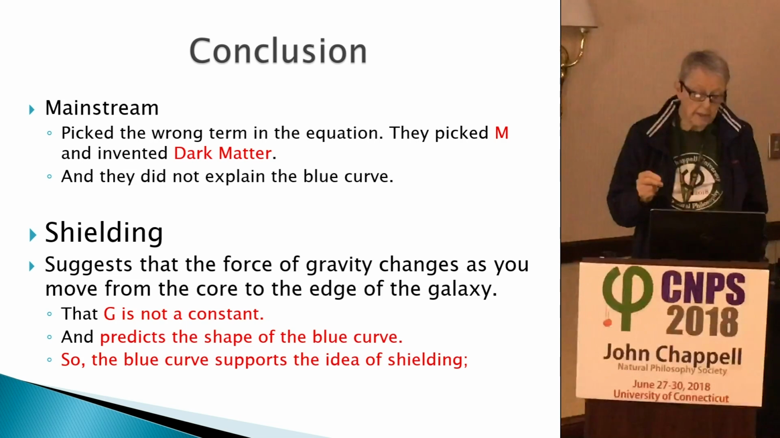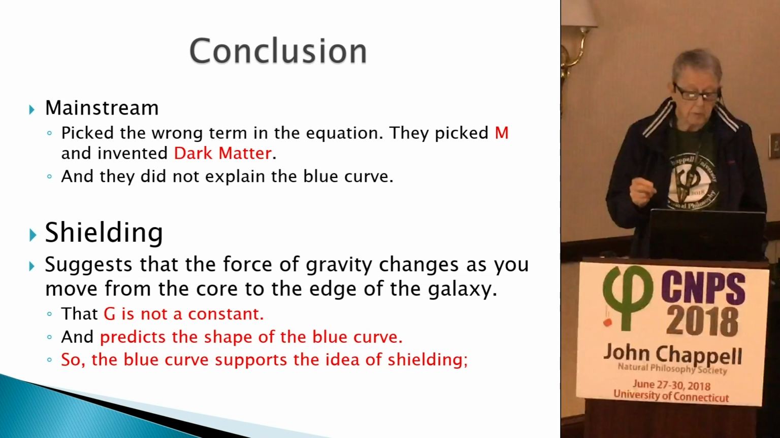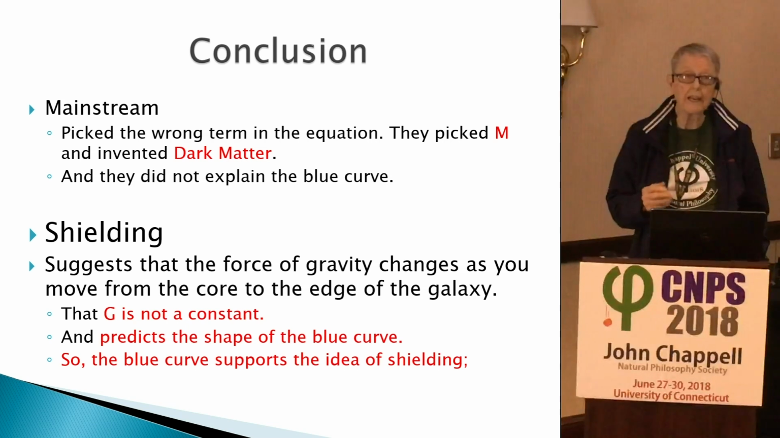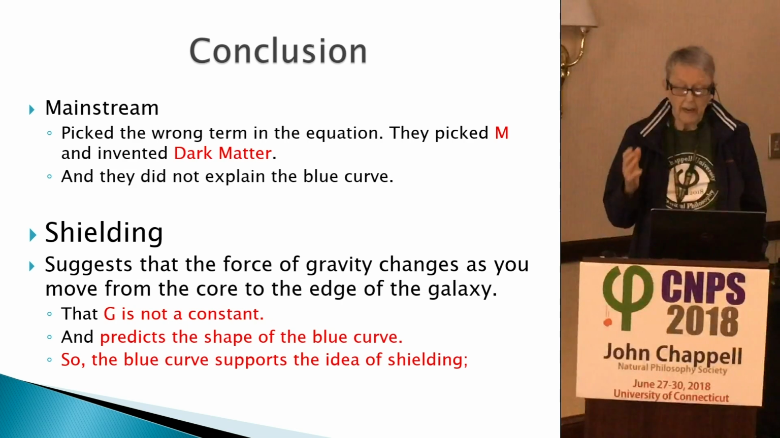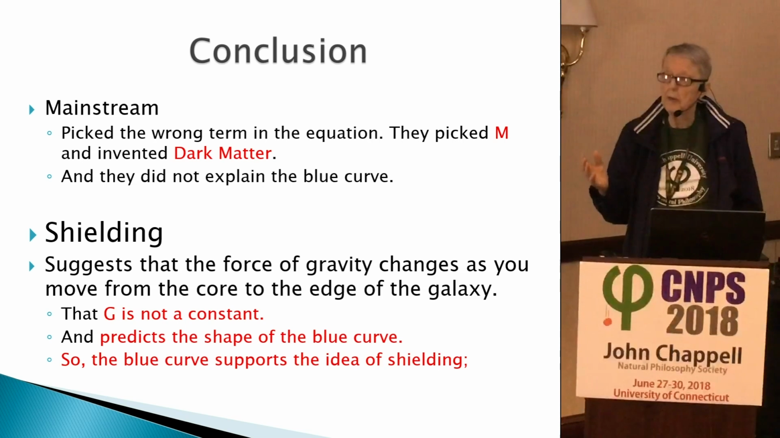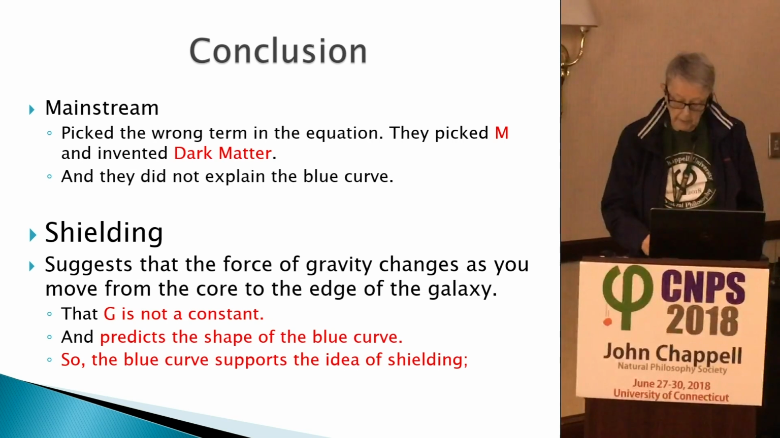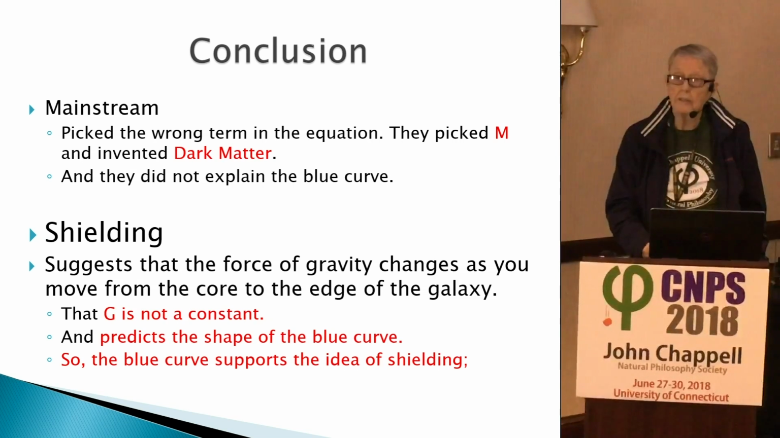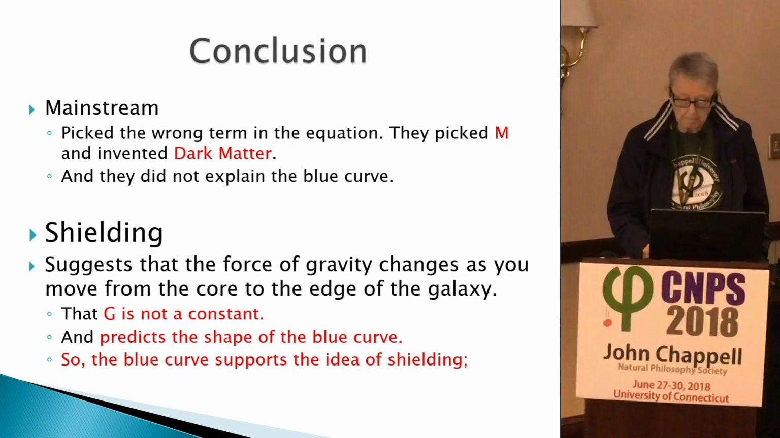It's my opinion that the shielding and the particle model predicts the shape of the blue curve, and therefore the blue curve is a galactic idea, it's data at the galactic level that shielding might be possible. I'm not saying it's absolutely true, but I think it supports that idea.